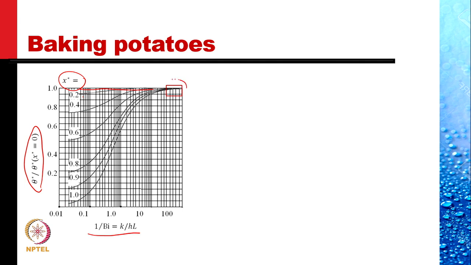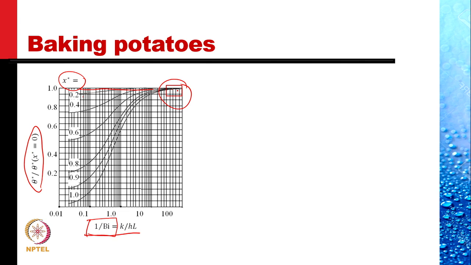Interesting thing to note is that for 1 over Biot number large, that is a Biot number small, there is very little temperature variation across the bulk of the potato. In fact, we could neglect all the variations. We could assume that the whole bulk of the potato is at the same temperature.